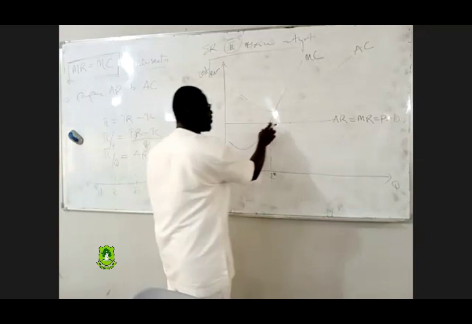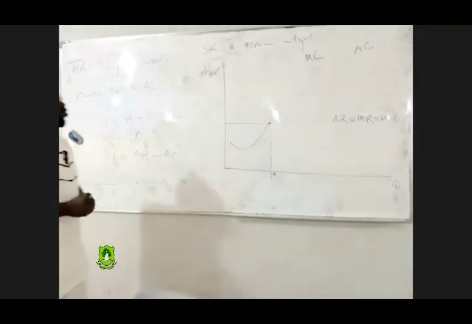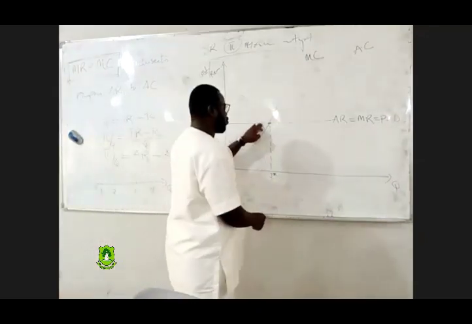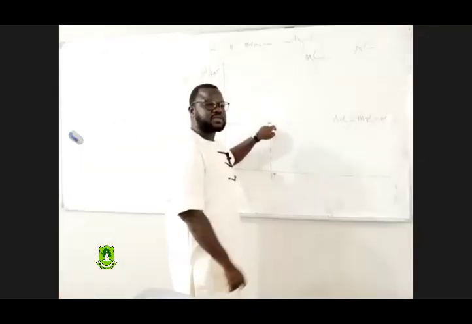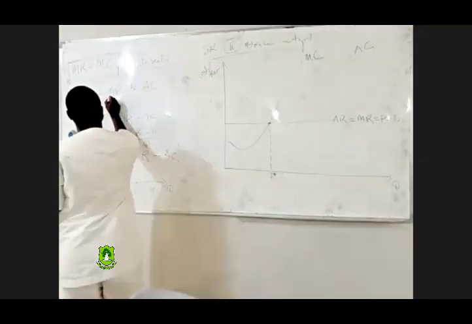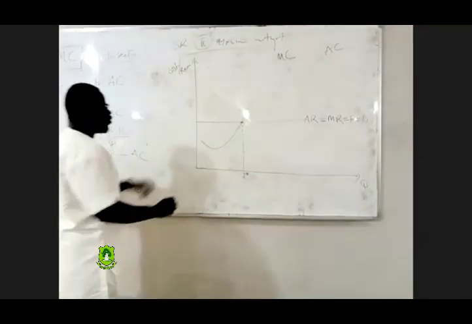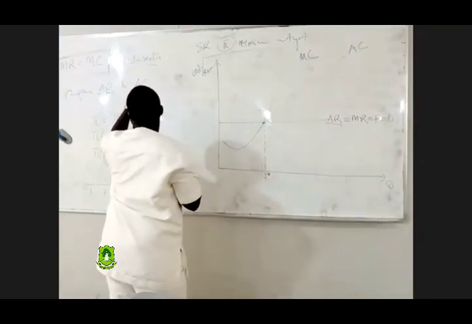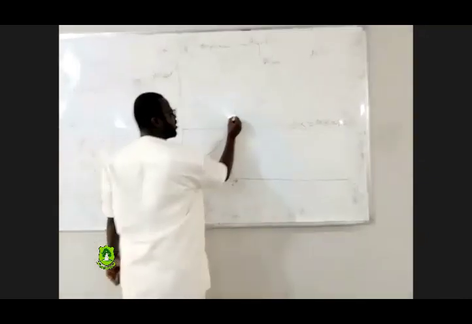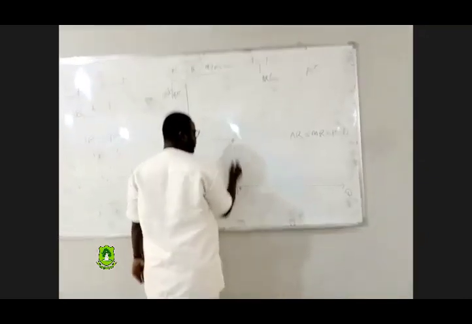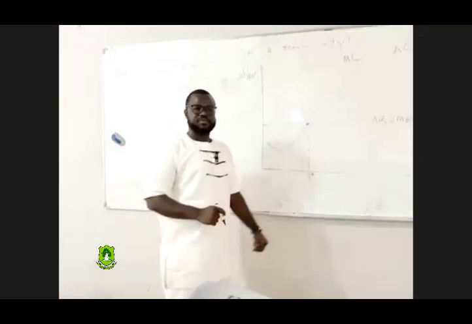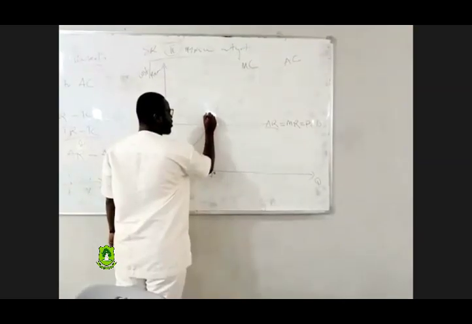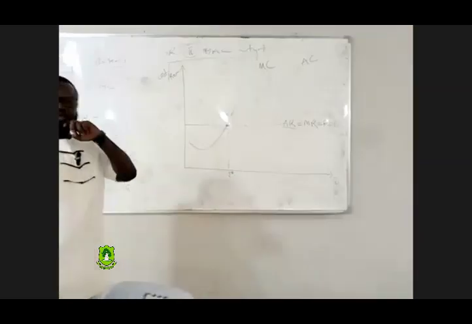Okay, so now let's look at something here. At this particular output, the next thing is to trace it to hit your what? Because we already know our average revenue, which is here. So what is missing? Average cost, which is here. So at this particular output, what will be the average cost? You just trace it to hit the average cost curve.